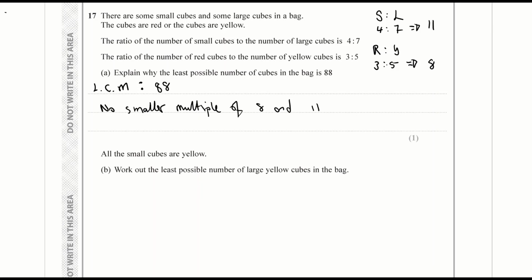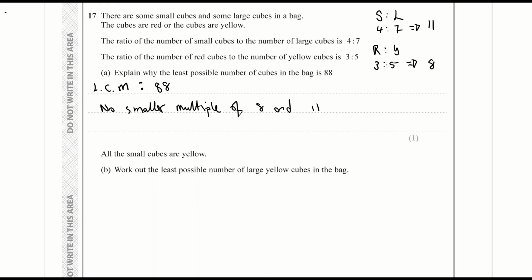So I think we've stated enough information there. They'll be basically just looking for you to understand or to have some knowledge of lowest common multiples. Part B. All the small cubes are yellow. Work out the least possible number of large yellow cubes in the bag. So how is this going to look?